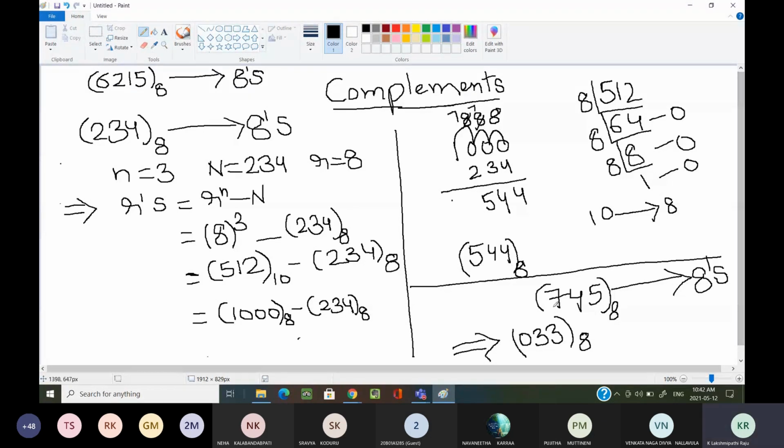After finishing this one, complete the second one, and then try to finish the third one also. The third one, 6215 of base 8. Calculate the 8's complement.